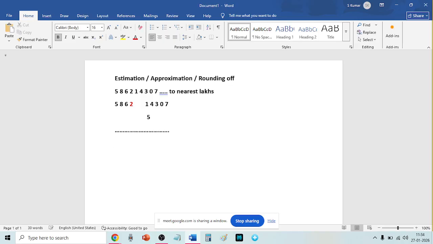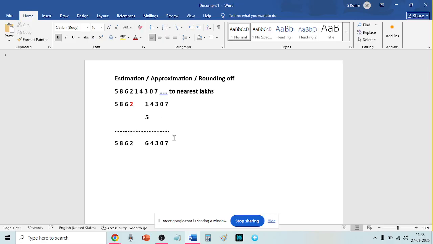So now, if you add, how much will you get? 5, 8, 6, 2, then 5 and 1, 6. This 1 and 5 will be 6, 4, 3, 0, 7. This is the part I need, this is the part I don't need. Okay, there's an addition. Up to this is okay.